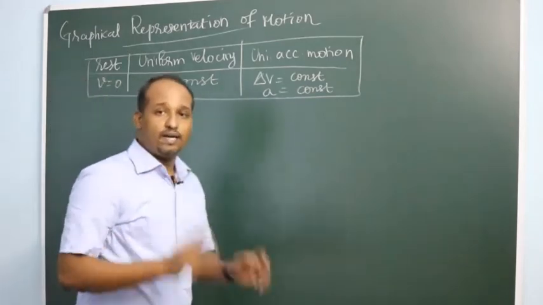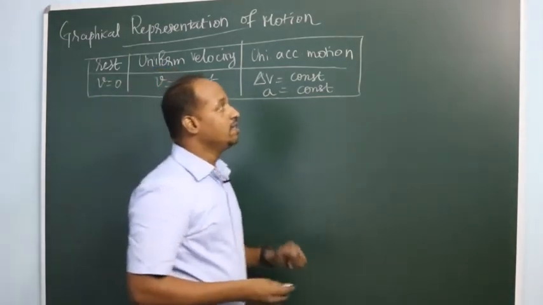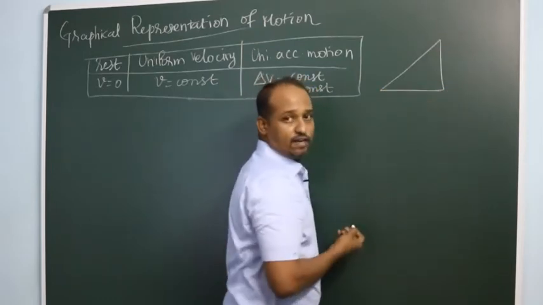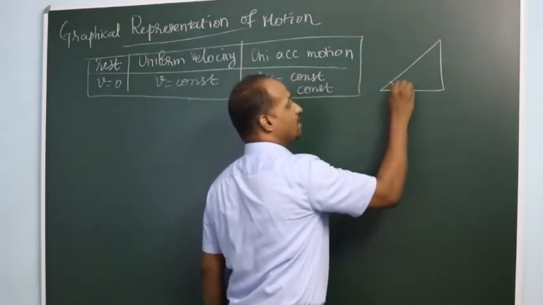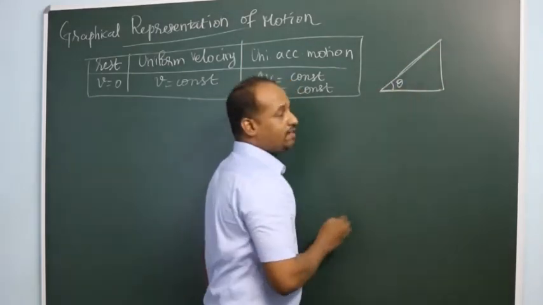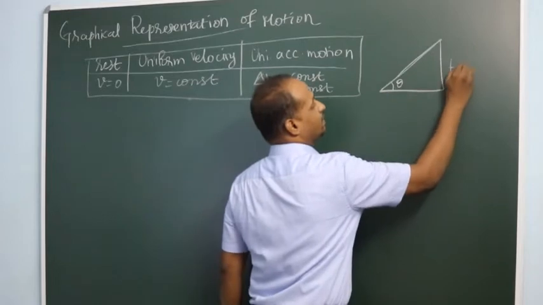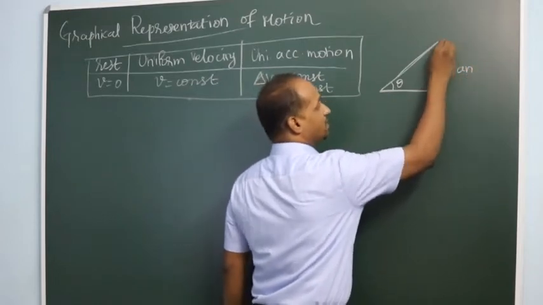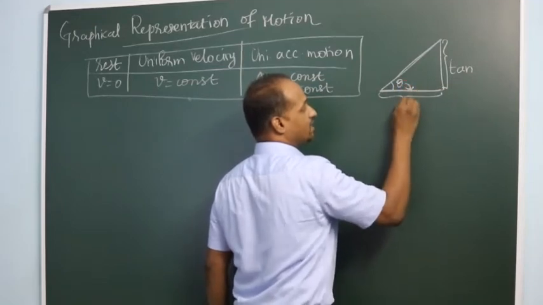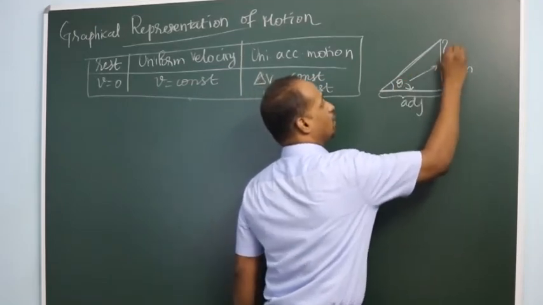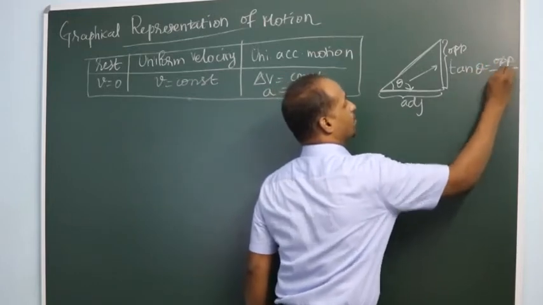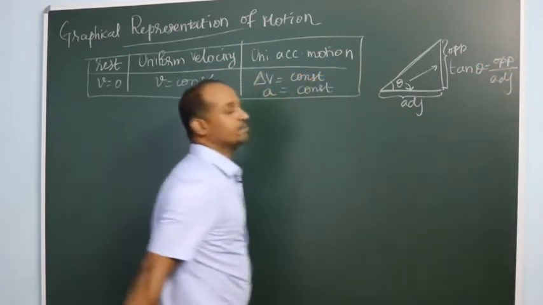What you need to understand is there is a trigonometrical ratio. If you have a right angle triangle and you mention the angle between these two sides as theta, then tan theta is defined as opposite side by adjacent side. This is theta's adjacent side and this is theta's opposite side. So tan theta is equal to opposite side by adjacent side.